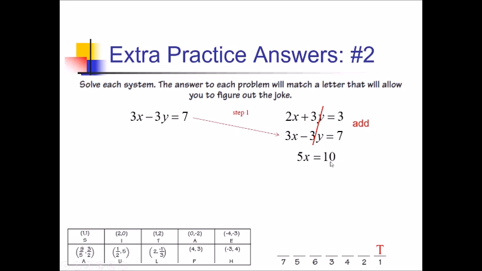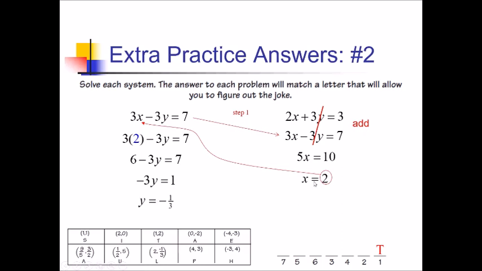So dividing both sides by 5, I've got x equals 2. Now if I replace x with 2 over here in this other equation, I've got 3 times 2 minus 3y equals 7. 3 times 2 is 6. And then to get this y by itself, let me go ahead and subtract 6 from both sides. 7 minus 6 gives me 1. And then if I divide both sides by negative 3, I have y equals negative 1/3. So my final answer then will be 2 comma negative 1/3, which is going to match up with this L right here. So I'm going to put L next to problem 2's blank.